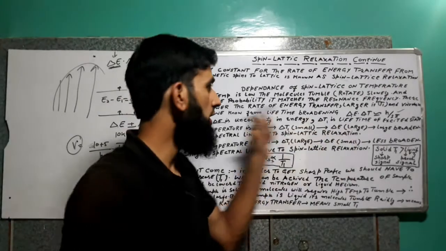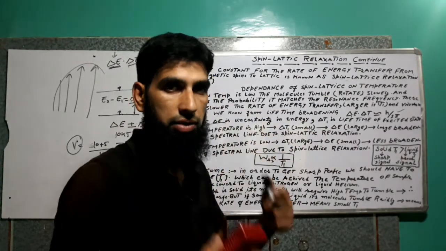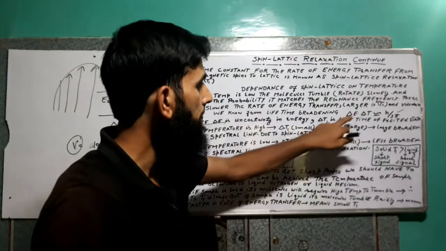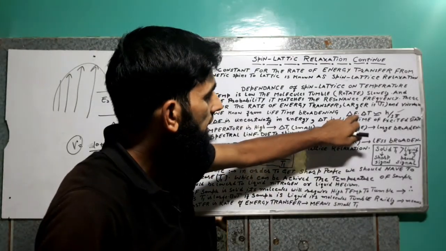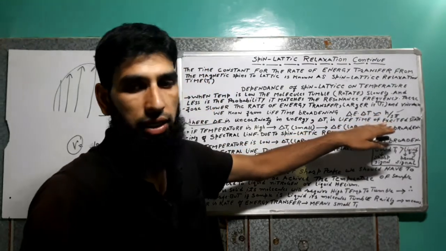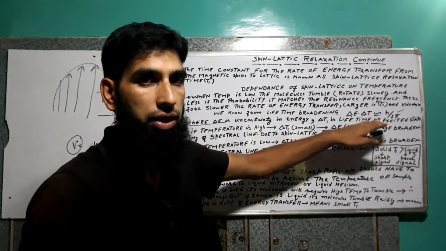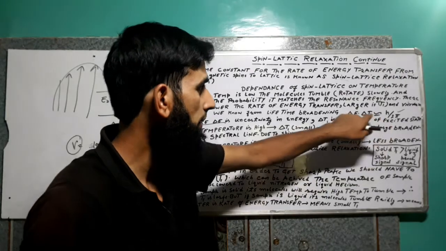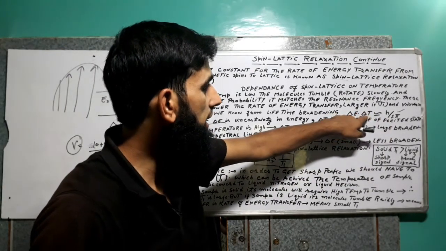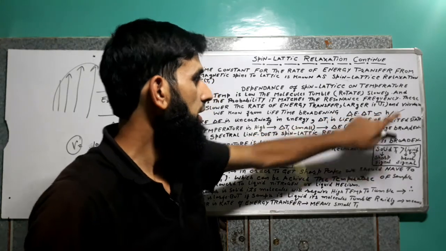Now try to understand. If you have not understood this one, please watch my Heisenberg uncertainty principle video. You will understand it well there. This is ΔE × ΔT nearly equal to h divided by 2π. We will apply this relation to the spin-lattice relaxation process. As you remember, ΔE is the uncertainty in energy and ΔT is the uncertainty in the lifetime.